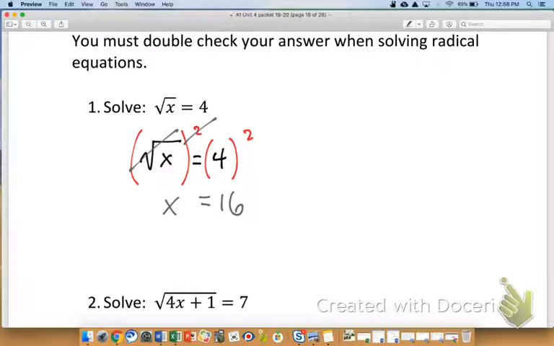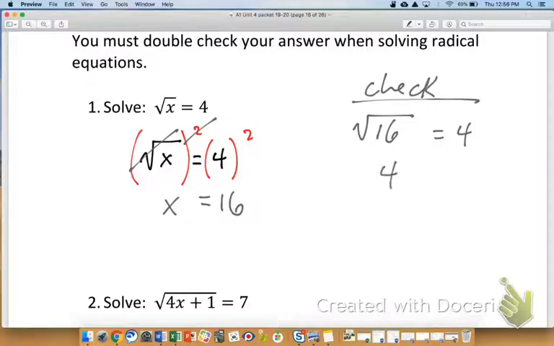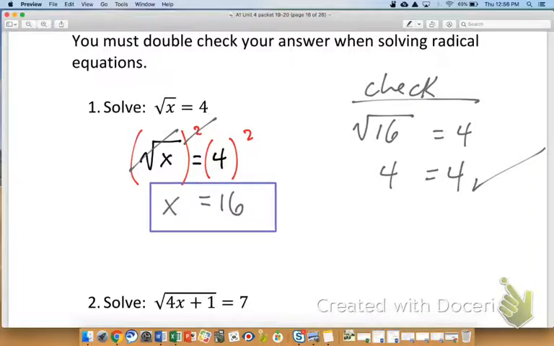And this is a really easy one to check. You do need to check these. So I would check back in the original. I would write square root of 16 equals 4. And what's the square root of 16? 4. If we know our perfect squares, we know that's 4 equals 4. That checks. Therefore, I can say with certainty that x equals 16 is my solution to this equation. So you want to check by just plugging back in. It's the same check that you've always done. Check it, though.